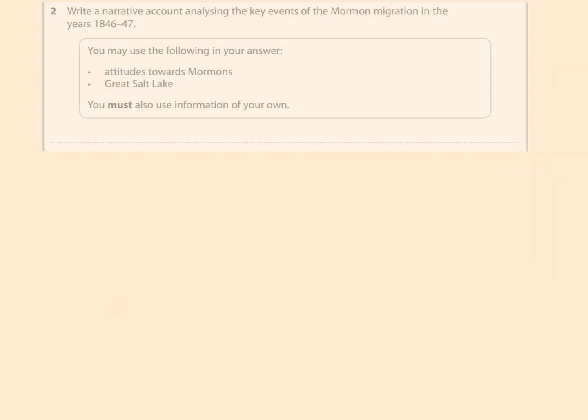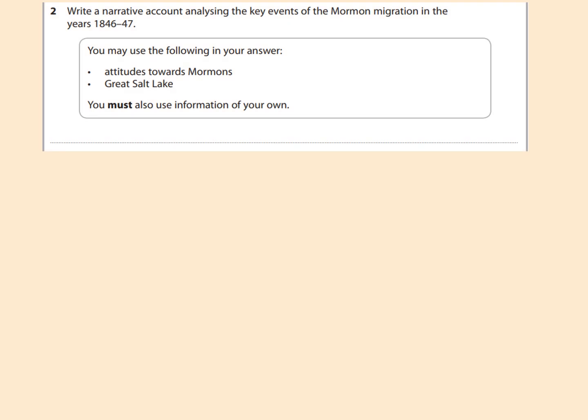With any exam question, it is crucial to really understand what the question is asking you and look for the instructions in them. Writing a narrative account could just be telling a story, but there are several key words in here that we need to take notice of if we're going to get really good marks. Let's have a look at the first part of the question. Write a narrative account analysing. Okay, so a narrative account is like telling a story.